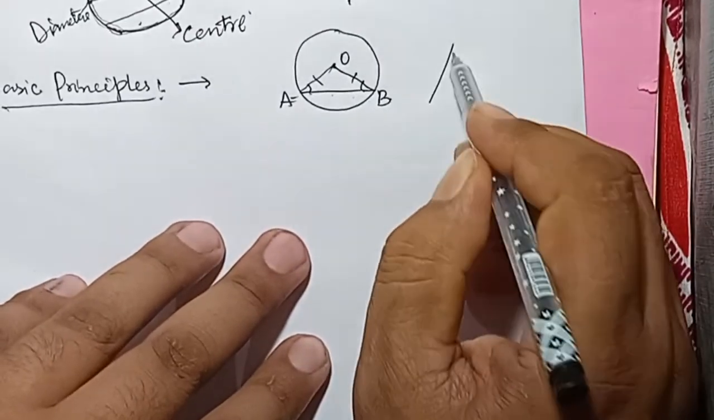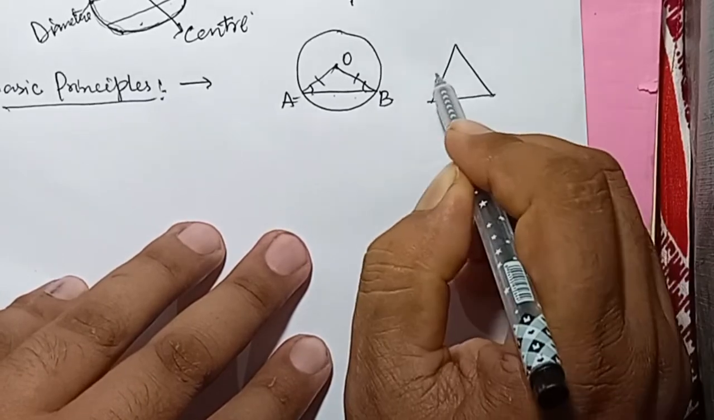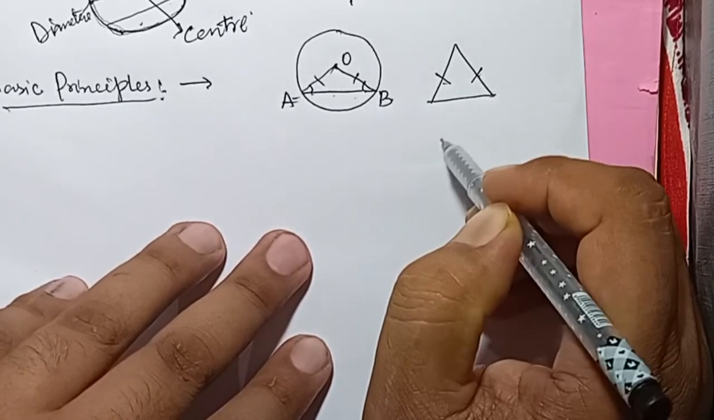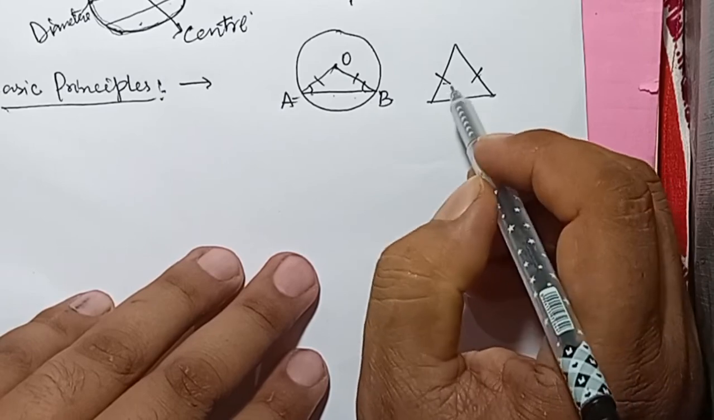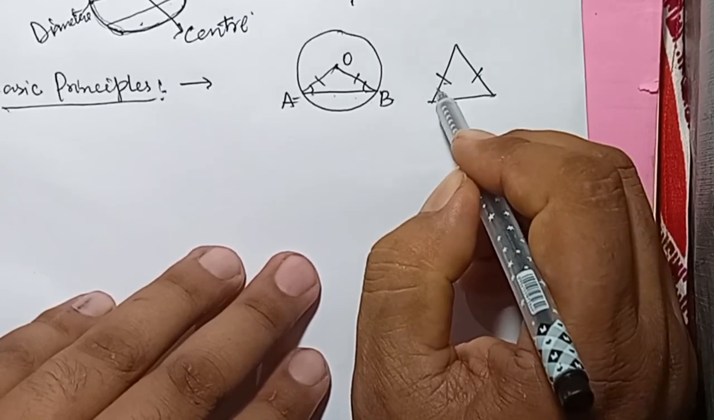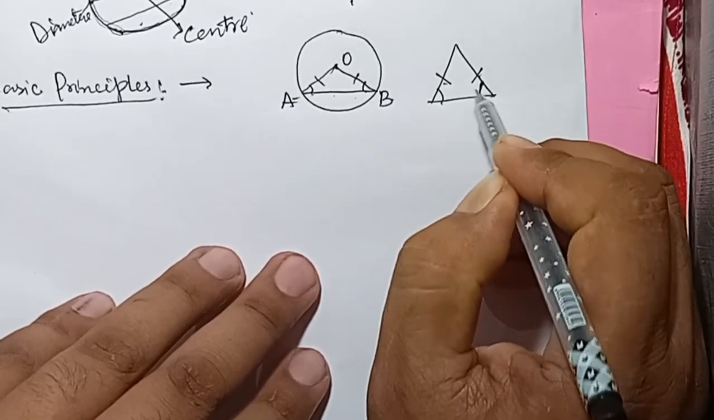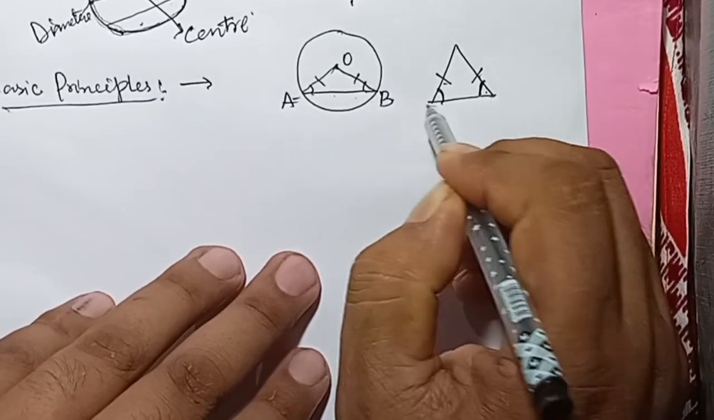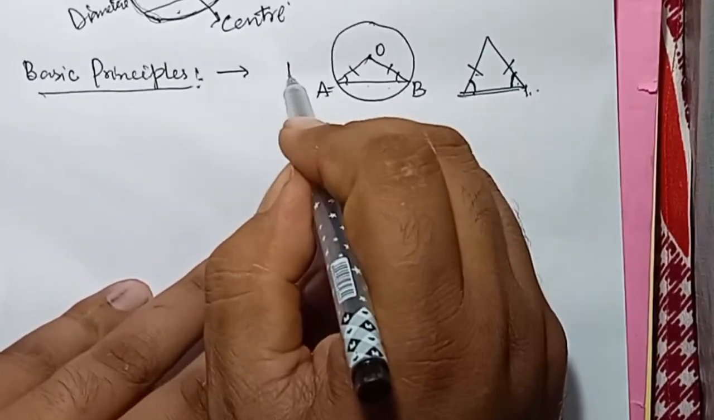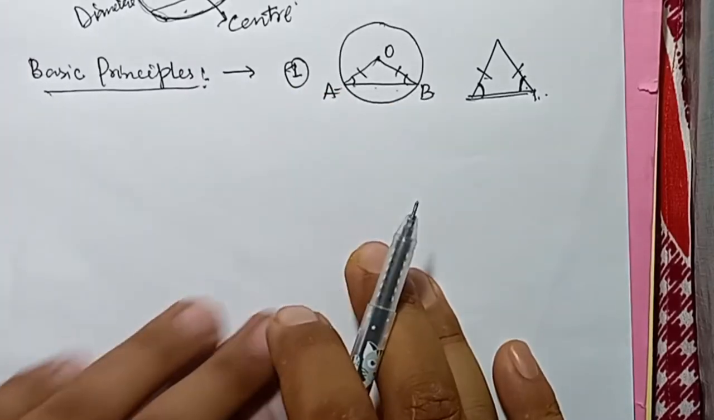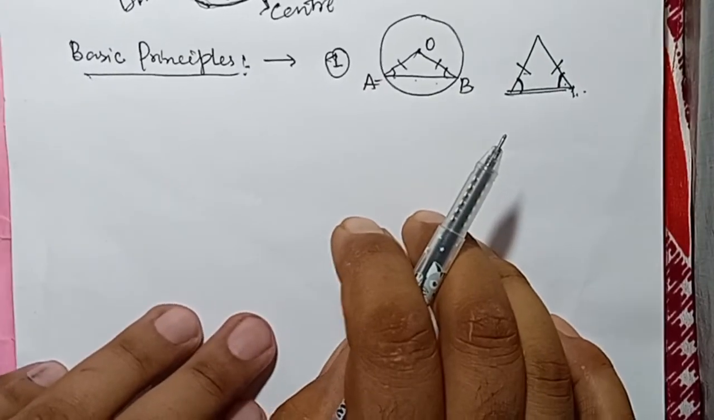If a triangle is isosceles, what does that mean? If 2 sides are equal, that means the triangle is an isosceles triangle. These angles are the base angles, so their base angles are equal. This is the first principle that you need to understand and remember.